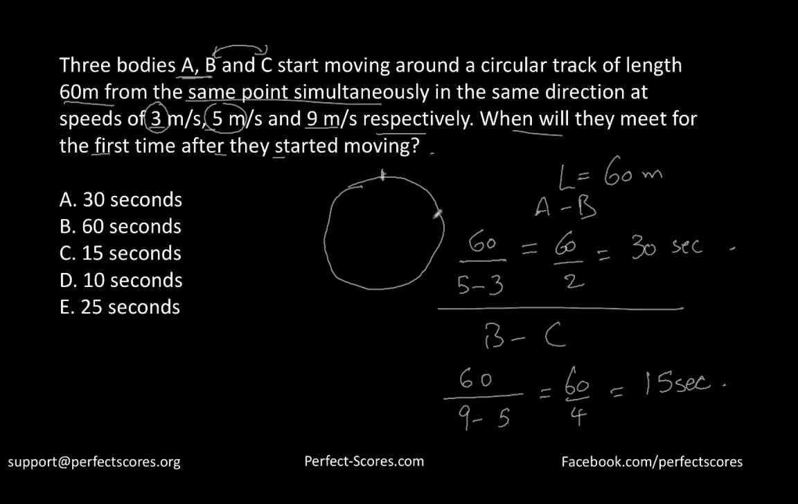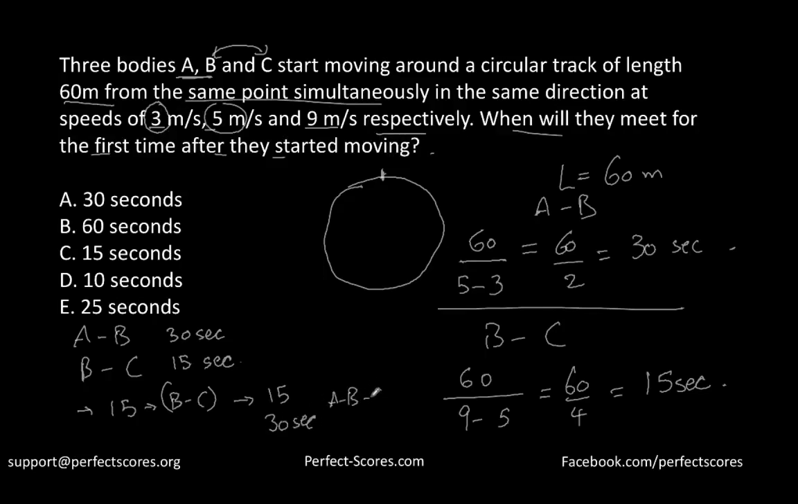So that means that A and B are meeting after every 30 seconds and B and C are meeting after every 15 seconds. So after the first 15 seconds have passed, B and C are going to meet. In the next 15 seconds, when 30 seconds have passed in total, A and B are going to meet and B and C are going to meet. That means they're all going to meet each other after 30 seconds, which means our answer is going to be 30 seconds. So I hope you're understanding my point here, guys.